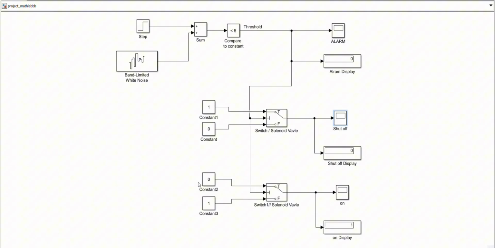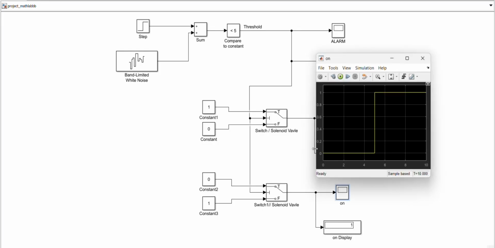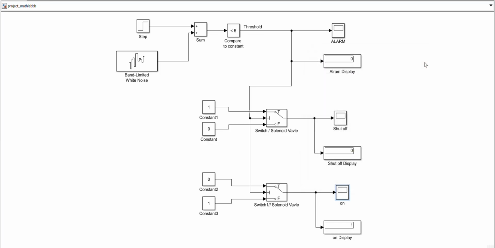So basically, kapag below 5, safe lang, hindi mag-a-alarm, tsaka bukas pa din yung valve. Pero kapag above 5, nag-a-alarm na siya, tapos automatic na sasara yung valve. So, yung 0 means safe, 1 means alarm. Safe means valve on, leak means valve off.